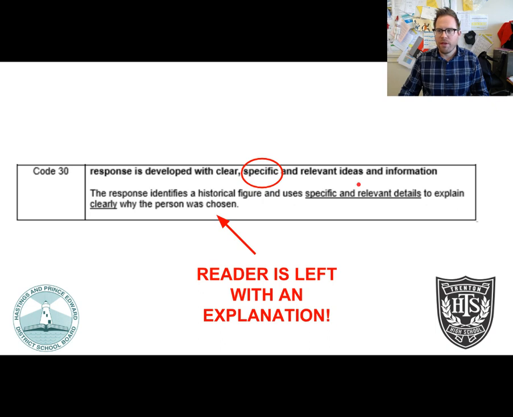So a code 30 here is the response is developed with clear, specific, and relevant ideas and information. Okay? The word specific is key. The response identifies a historical figure and uses specific and relevant details to explain clearly why the person was chosen. So the reader's not left guessing with this. This is the difference between a code 20 and a code 30. The reader is not left guessing. Rather, the reader is left with a full explanation. Okay, a clear explanation as to why that person was chosen.